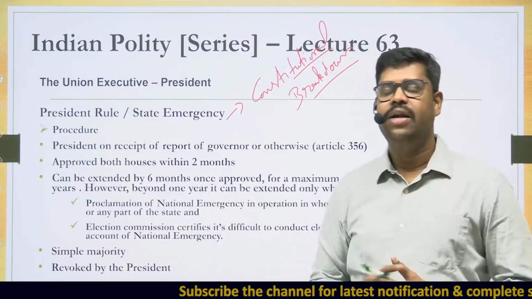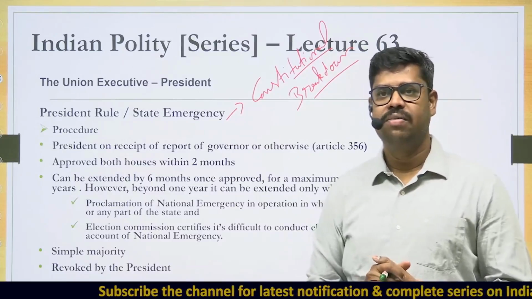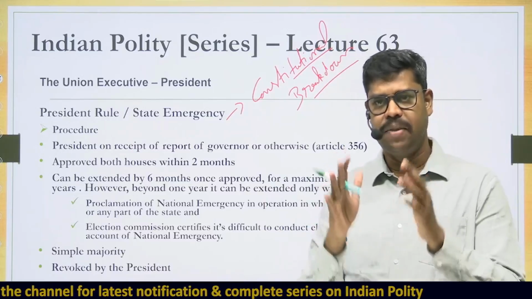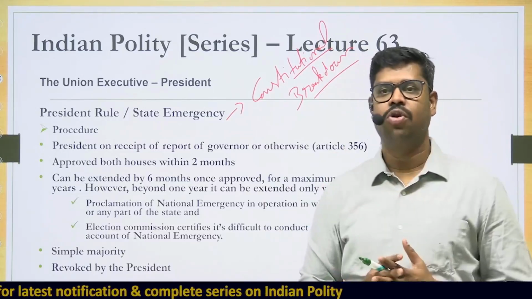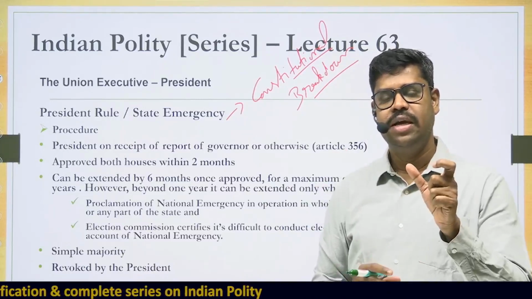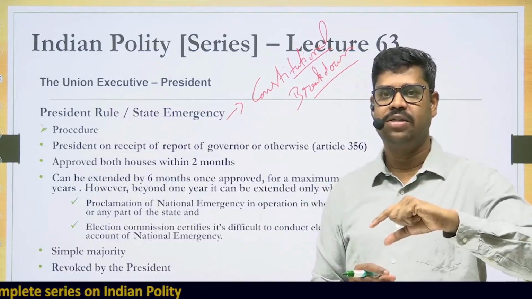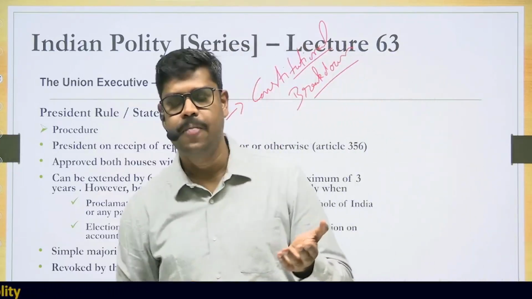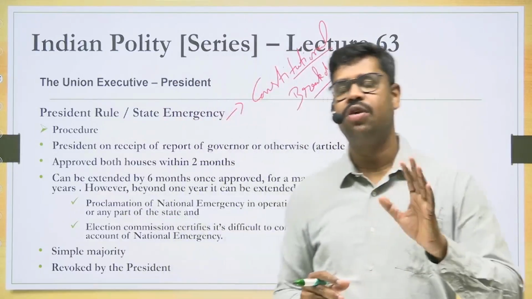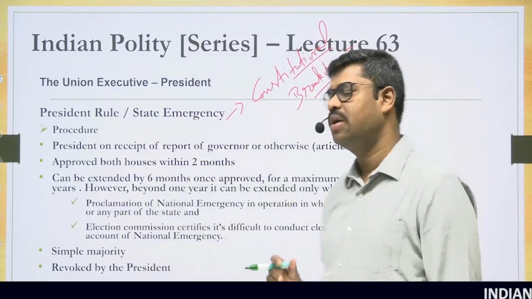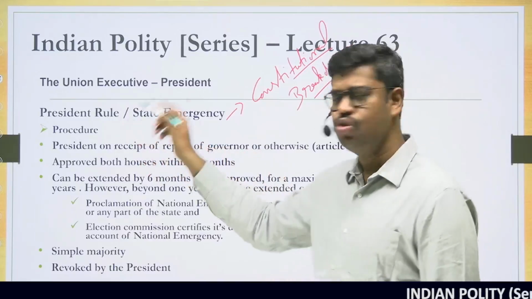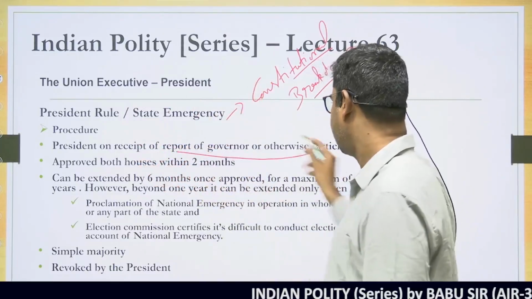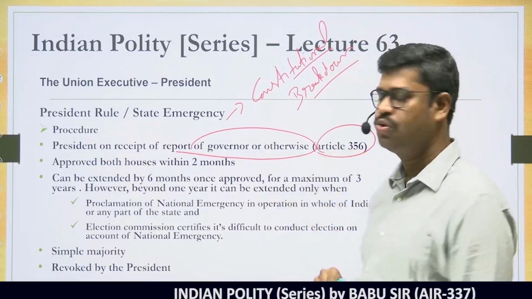Now, is it mandatory for the president to wait for the report of the governor? Under Article 356, the president can impose a president rule, and it is not mandatory for the president to wait for the report of the governor. The constitution says that the president can impose a president rule in a particular state with or without the report from the governor. The governor may send the report about the constitutional breakdown, but that report is not mandatory. Even without the report, the president can impose a president rule. So that is very important.